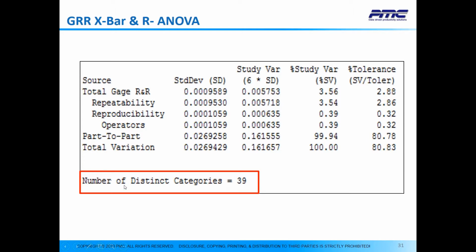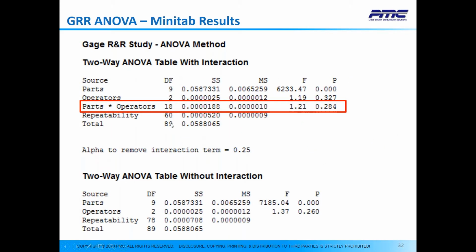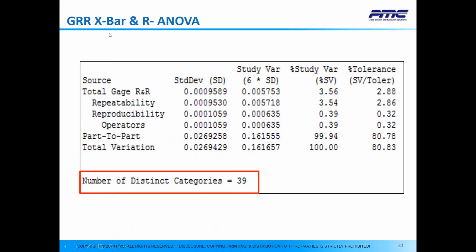When we look here, the number of distinct categories, again, is 39. And the total gauge R&R is very small. Percent study variation, right here, is 3.56% as compared to part, which was 99.94%. As I was saying before, that's the X-bar and R.